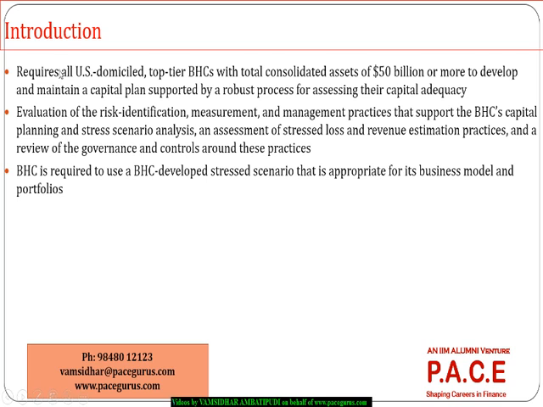Now, what is this all about? What is this prospect of bank holding companies, and what are these practices talking about? All the US banks in the top tier with consolidated assets of more than 50 billion, the regulation says they have to maintain a capital plan, and it has to be assessed for their capital adequacy.